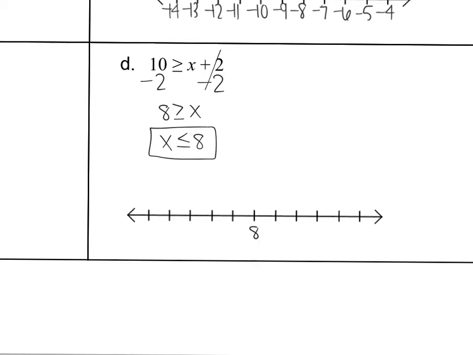So I'll put 8 on my number line, I'll count up from 8 and down. When I put my dot, I have to be conscious, is it going to be open or closed? Because it's less than or equal to, it should be a closed circle. And then because we're talking about less than or equal to, my arrow should be going to the left.